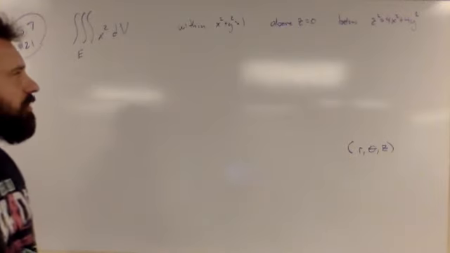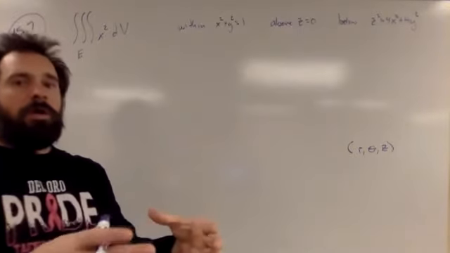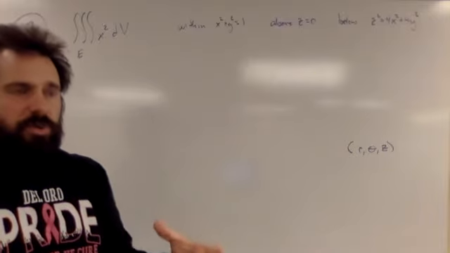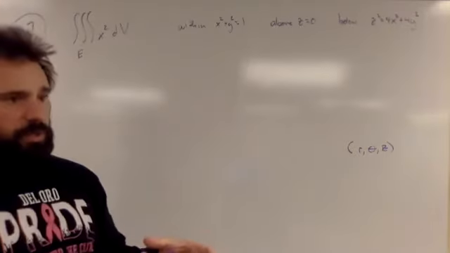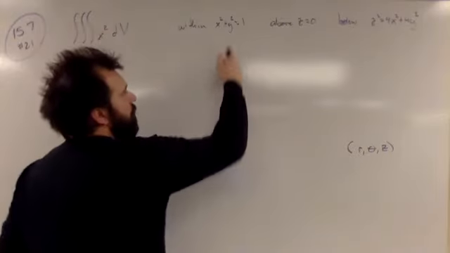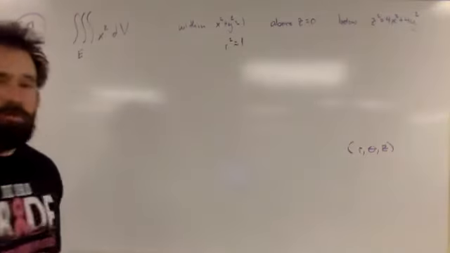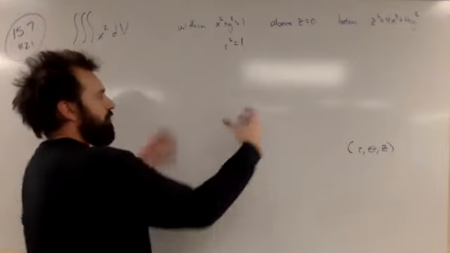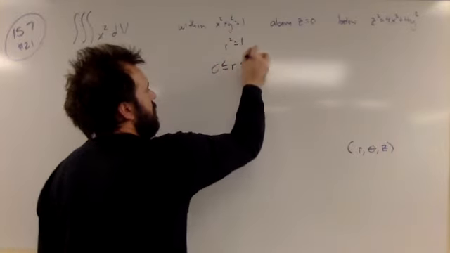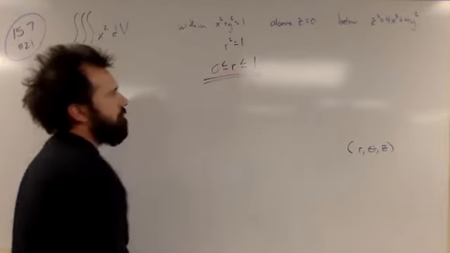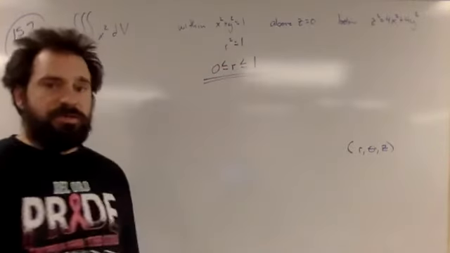So starting with the restrictions, the first restriction is that I'm within the cylinder formed by x squared plus y squared equals 1. That means all of this is going to happen inside a cylinder of radius 1. In polar, this is r squared equals 1. So that gives me bounds for my radius of between 0 and 1.